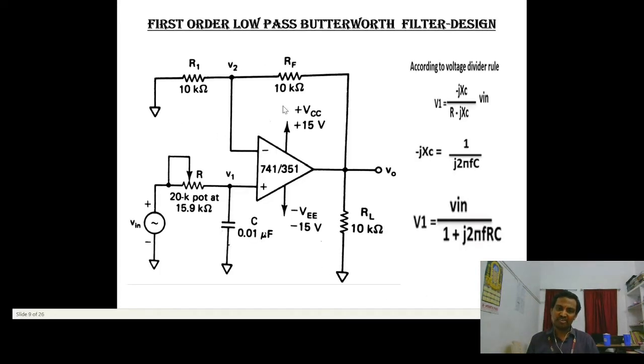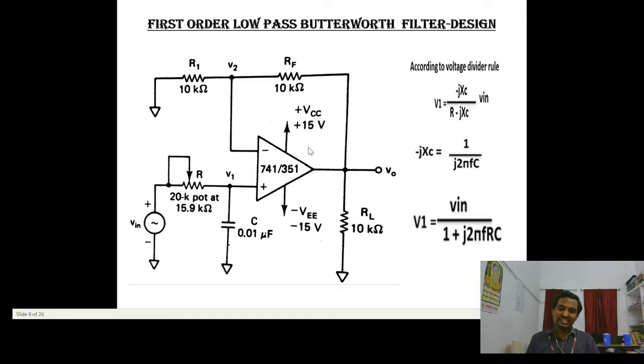This will be the first order low pass Butterworth filter. How are we saying it is first order? Because here you are using one RC section. If you see, there is one R value and one capacitance value. So you are using one RC section, that is n equal to 1. That's why we call it a first order low pass Butterworth filter.